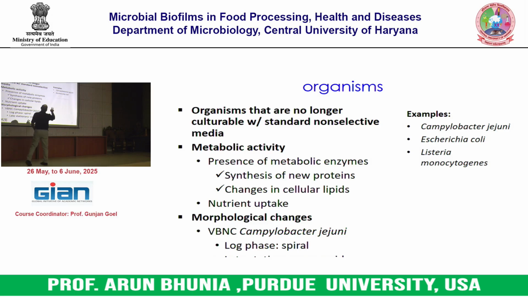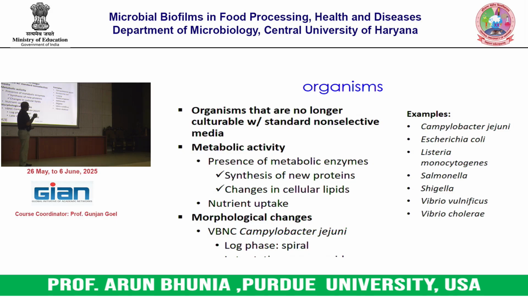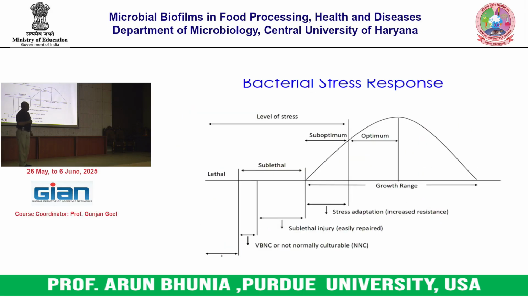So some examples of microorganisms which go through the VBNC state: Campylobacter, E. coli, Listeria, Salmonella, Shigella, Vibrio. The original study actually started with Vibrio. So let's look a little bit at the stress response. This looks a little bit complex. Let me simplify it. So there is this level of stress. There is a degree of stress, right?